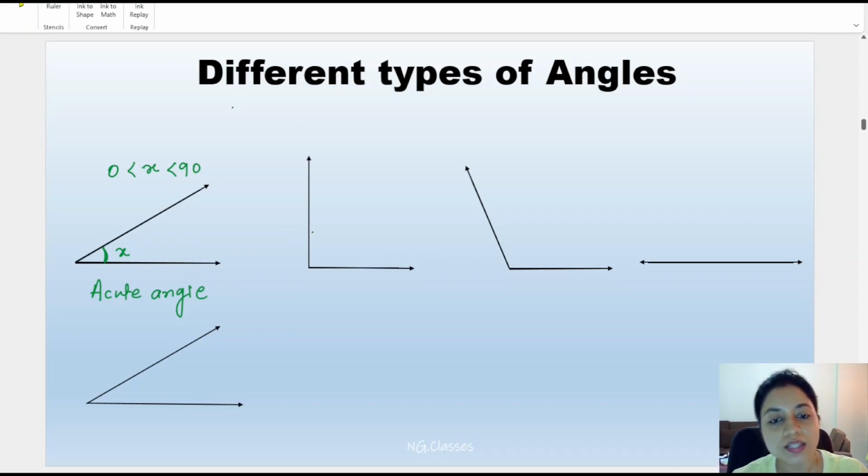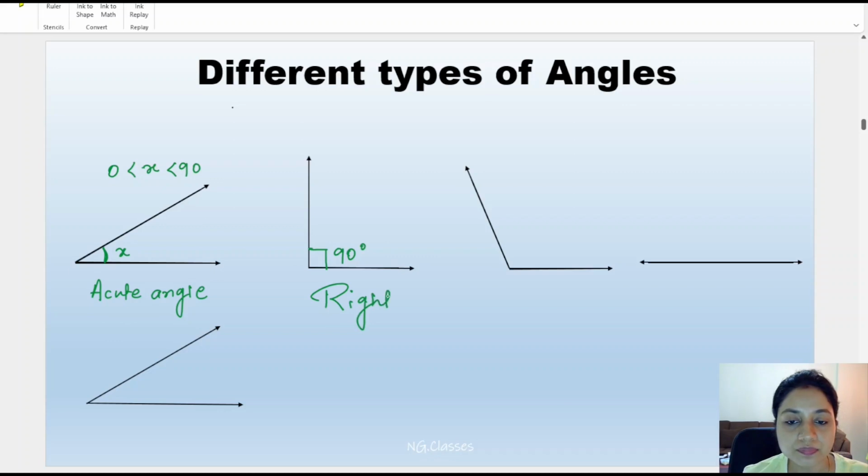Now the next one is the right angle. That is of 90 degree. Whenever we are having a 90 degree angle, it is also known as a right angle. So, right angle. Let's move to the next one.